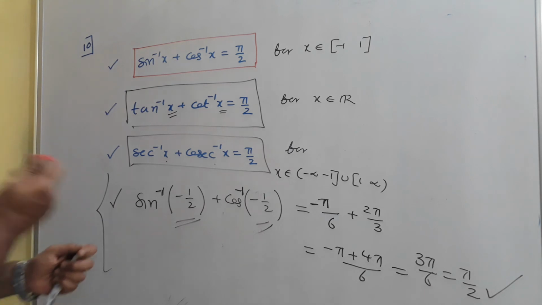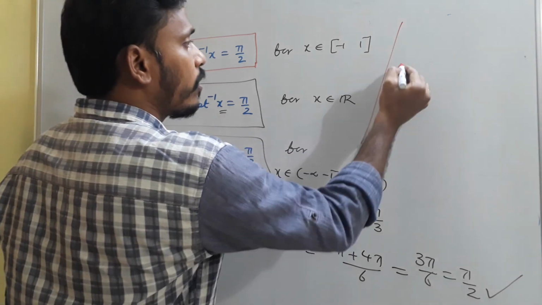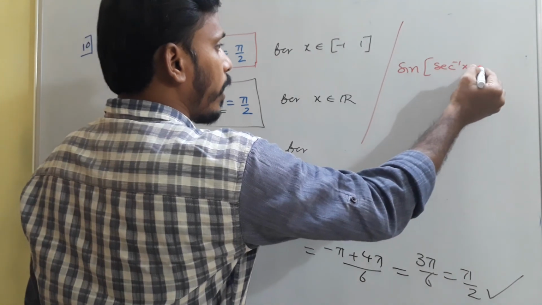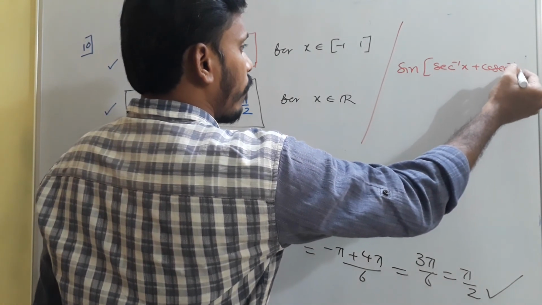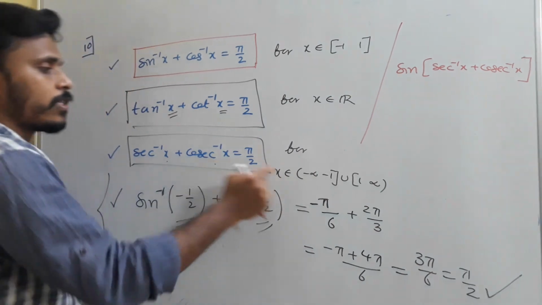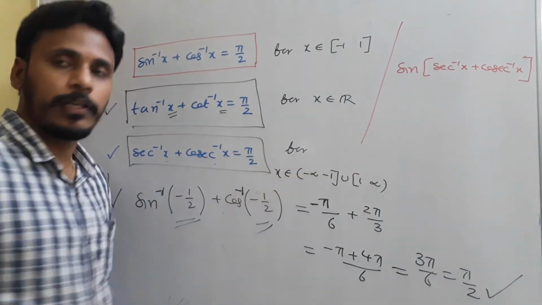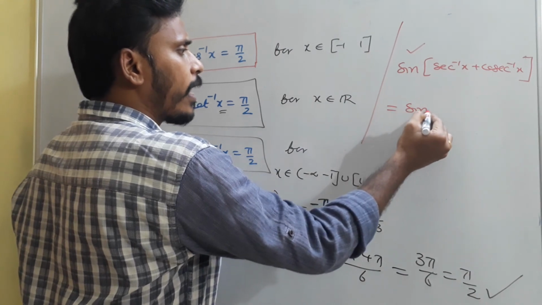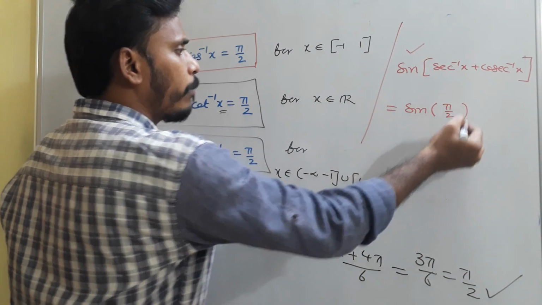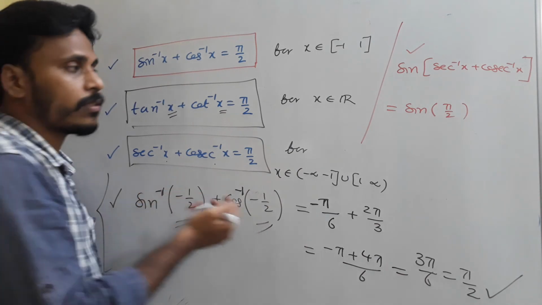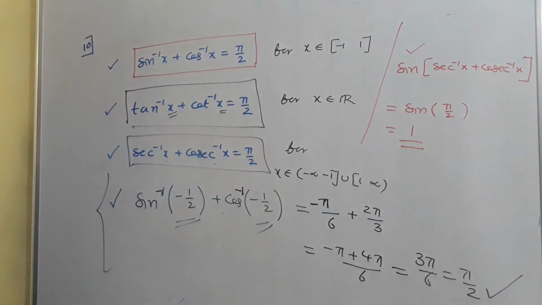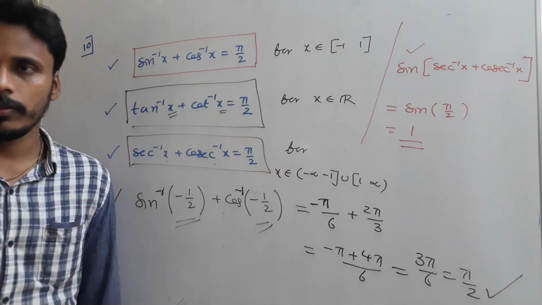Sometimes the question asks you like this: what to say about sin of secant inverse x plus cosecant inverse x, for x in the range of minus infinity to minus 1 union 1 to infinity? What is the answer? The answer is directly sin of pi by 2, because secant inverse plus cosecant inverse is pi by 2. So sin of pi by 2 is 1. So we can answer directly with the help of these rules.